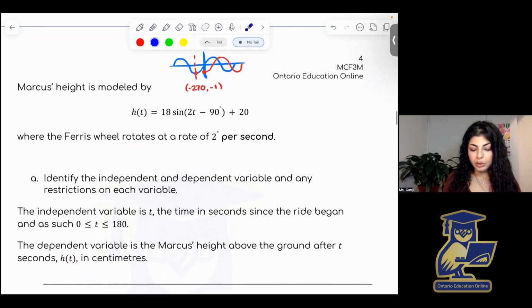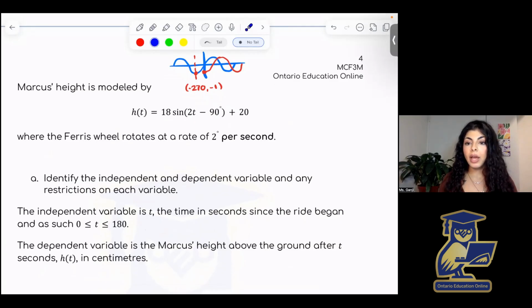And from here, we also note that the Ferris wheel rotates at a rate of 2 degrees per second, and that makes sense for one full cycle to take 180 seconds. So a 360 degree rotation is completed over 180 seconds.